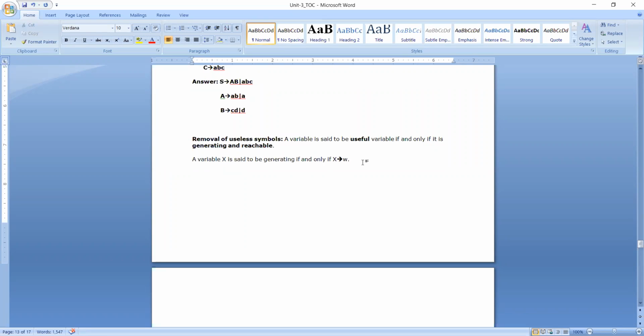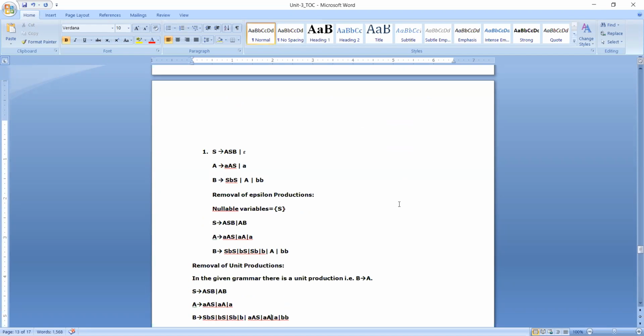Okay, then next one, what is a reachable variable? Reachability in the sense, a variable X is said to be reachable if we are able to reach it from the start symbol of the grammar. If it happens, then we can say that that variable is a reachable variable. Okay, now let us go ahead and see our problem here.